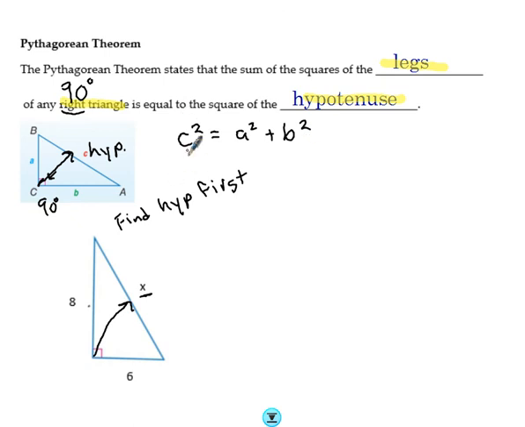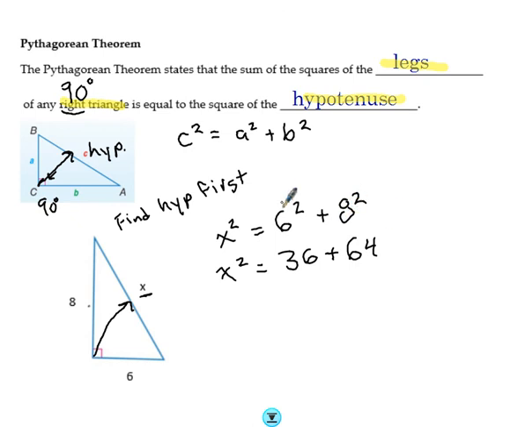So now I can substitute x in for c, because that's my hypotenuse. So I would say x squared equals, and then my legs are 8 and 6. The order is not important on the legs. You could have said 6 squared plus 8 squared, or 8 squared plus 6 squared. And now we just simplify and solve this. x squared stays the same, 6 squared becomes 36, 8 squared becomes 64. Remember, this means 8 times 8, 6 times 6. And when we add all of this together, we get 100.